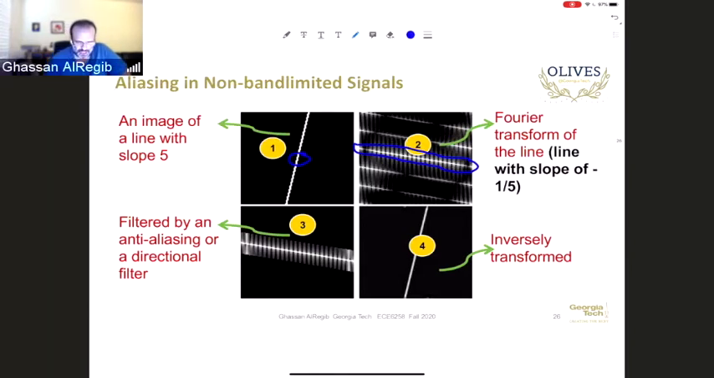In general, what you can see here is the -1/5 slope that we are expecting, and now we have these multiple copies. So if we apply an anti-aliasing filter, or what we call a directional filter, meaning a filter designed to keep a certain direction in the frequency domain and filter out everything else, in this case it's really keeping only the copy that has the -1/5 slope, and filtering out all the other copies.